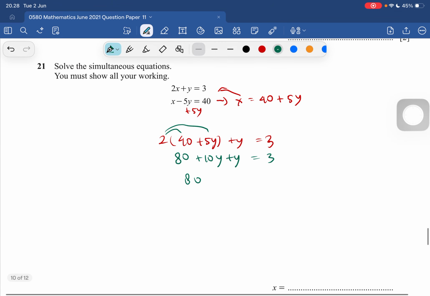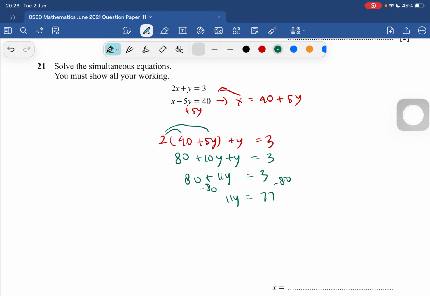Okay, we can check it first. So here's the x, 2 times 40 is 80, 2 times 5y is 10y. Here is 11y plus 80 equal to 3. So we minus 80 from both sides. So 11y equal to negative 77. So y equal to negative 7.